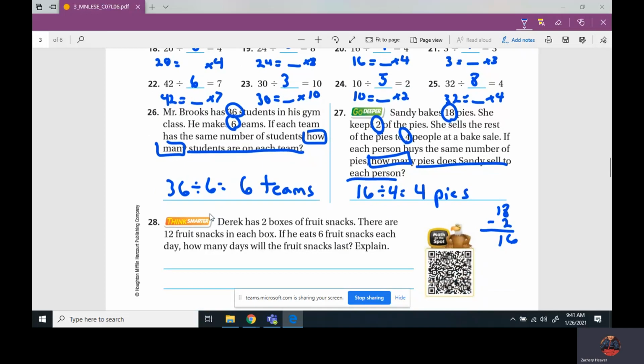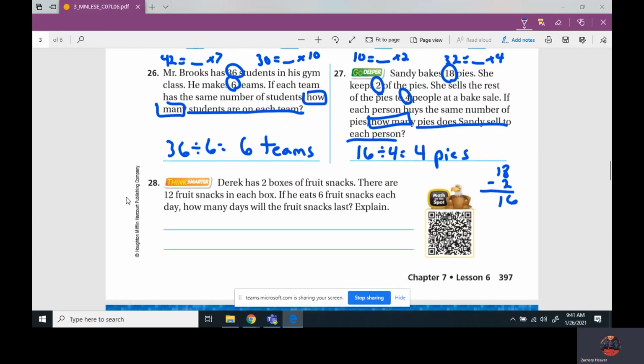Why would I tell you that? You should look. It's up there. What's up there? All right, next one. Jack. Derek has 2 boxes of fruit snacks. There are 12 fruit snacks in each box. If he eats 6 fruit snacks each day, how many days will the fruit snacks last, Jack?